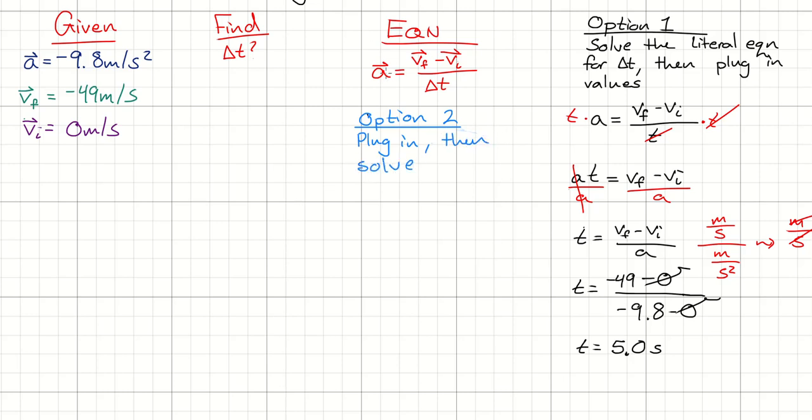If I plug in first, what's acceleration? What am I plugging in for that? Careful. There it is. Negative 9.8 was the acceleration given in the problem. And we'll see where I don't like this. What's my final velocity? Negative 49 minus 0 over, can I just call it t again? Okay. For this one, can we solve for t?